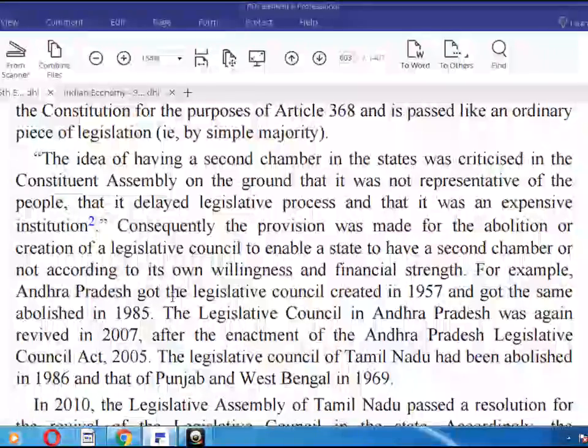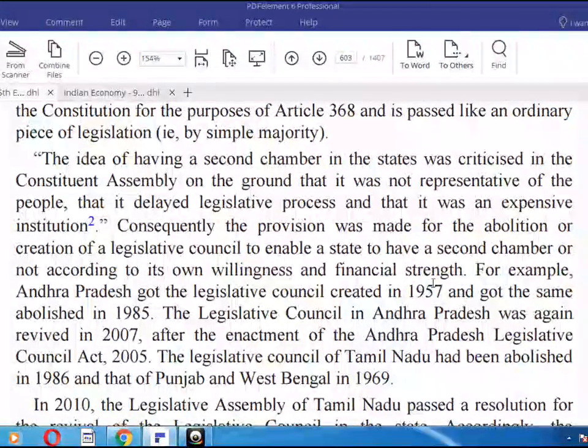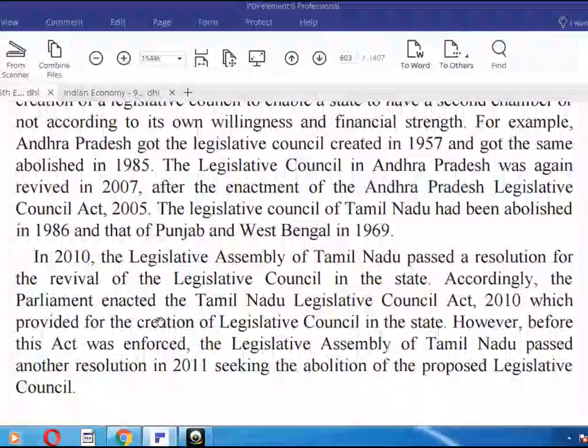For example, Andhra Pradesh got a legislative council created in 1957, and got the same abolished in 1995. The legislative council in Andhra Pradesh was again revived in 2007 after the enactment of the Andhra Pradesh Legislative Council Act 2005.